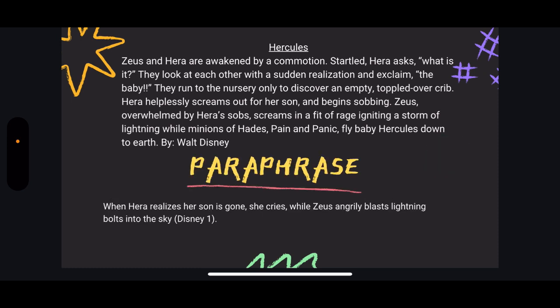Let's take that same direct quote, but instead of directly quoting the text, let's cite that as a paraphrase. When Hera realizes her son is gone, she cries, while Zeus angrily blasts lightning bolts into the sky. Parenthesis, Disney, 1, parenthesis, period. Notice the idea of the text is present, but it's not word for word, and I include the MLA parenthetical citation to give credit to the author.